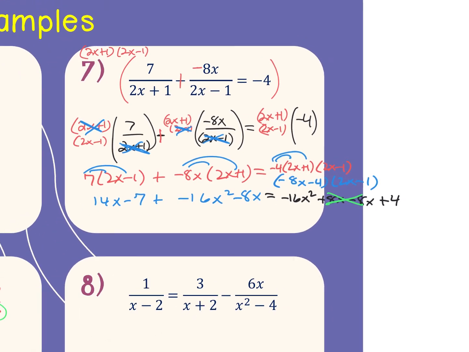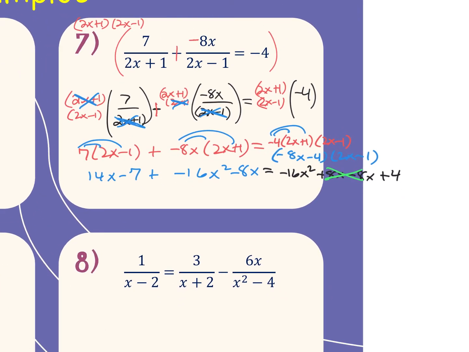So let's start combining like terms here on the left side. So nothing to combine with this, so just the negative 16x squared. And then I can combine the 14x and the negative 8x, and that gives me positive 6x. And then nothing to combine with the constant, so I'm just going to write minus 7. Then over here, I have the negative 16x squared plus 4.